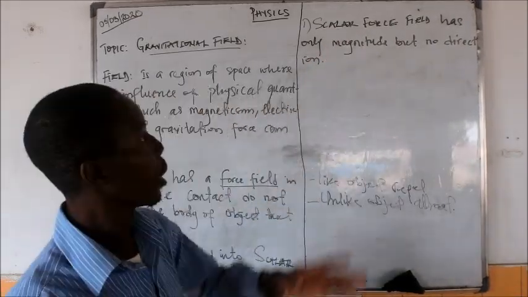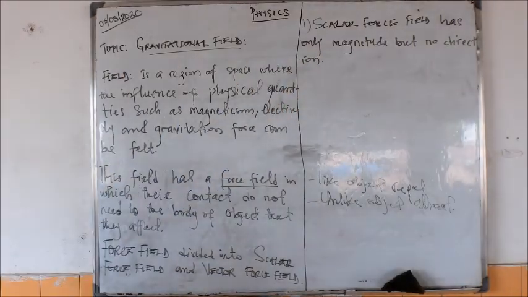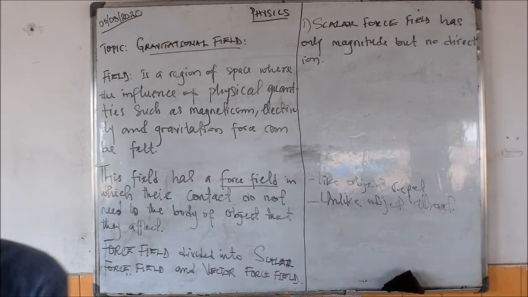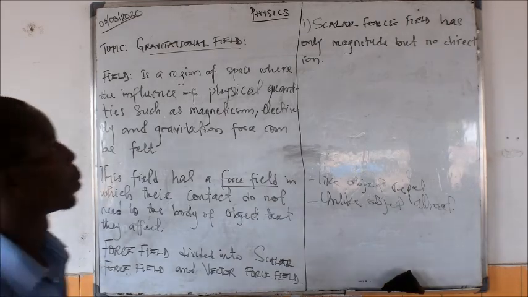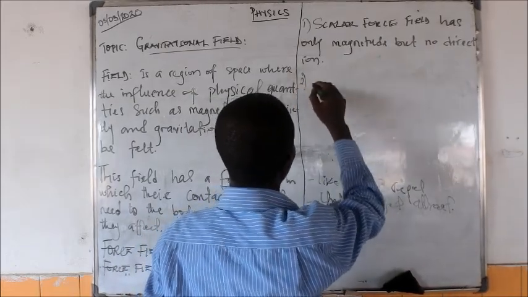Now, the meaning of scalar force field, it has only magnitude and no what? No direction. And I ask you people, what is the meaning of magnitude? Magnitude means what? The size of object. Are we together? Good.